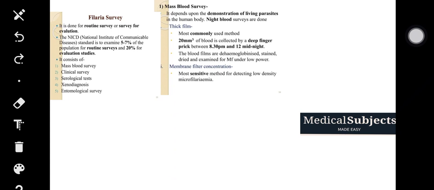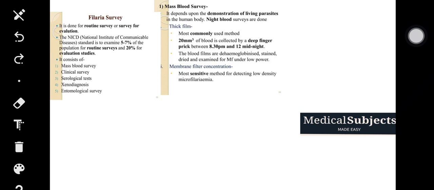Filaria survey. It is done for routine survey or survey for evaluation. The NICD standard is to examine 5 to 7% of the population for routine surveys and 20% for evaluation studies. It involves 5 stages: mass blood survey, clinical survey, serological tests, xenodiagnosis, and entomological survey.